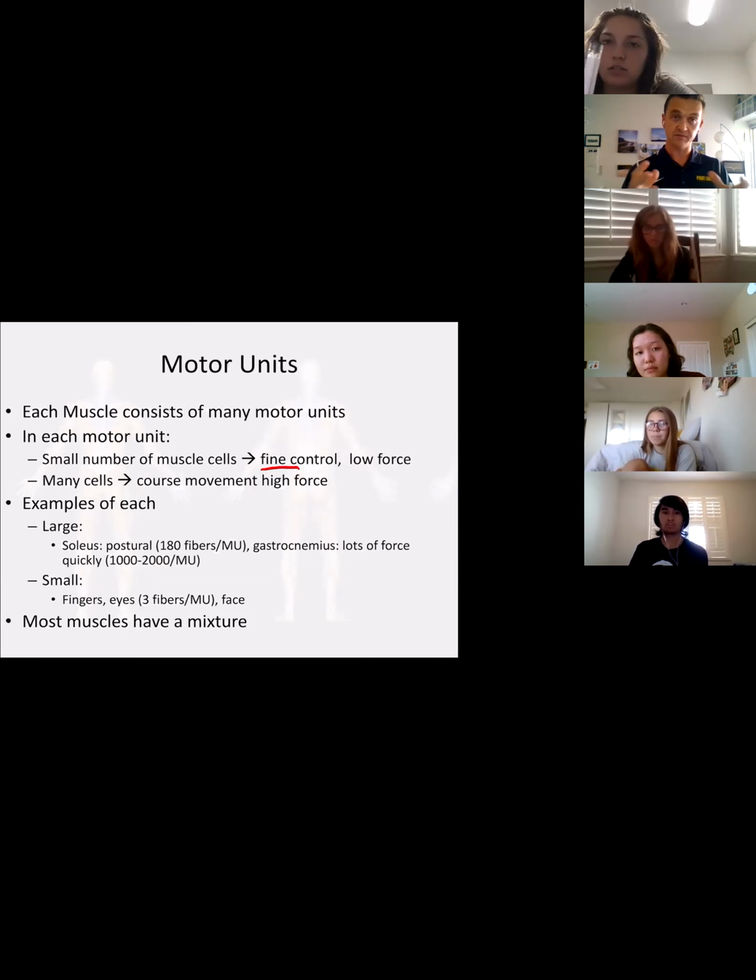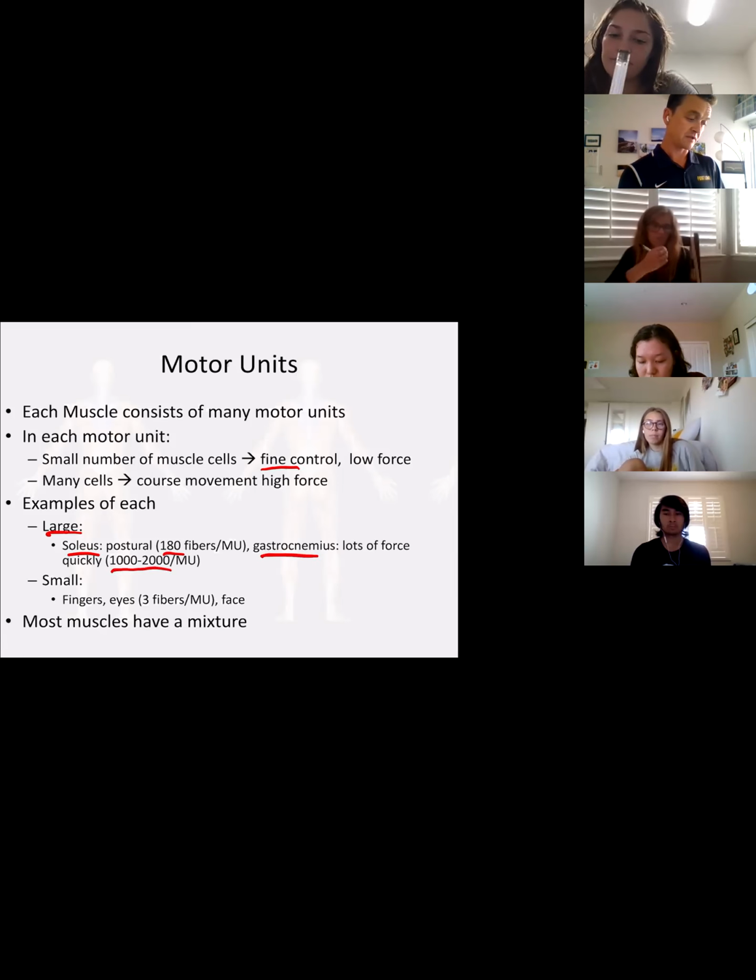If they have a lot of muscle cells in them, then these are the ones we use to produce a lot of force at once. Okay, so coarse movement, high force, but low sensitivity, low specificity. Okay, so some examples of each. Some large ones would be like our soleus muscle, pretty big, 180 fibers per motor unit. But then way bigger than that even is our gastrocnemius. These are both muscles in our calf, right? We're talking 1,000 to 2,000 muscle cells in each motor unit in our gastrocnemius.